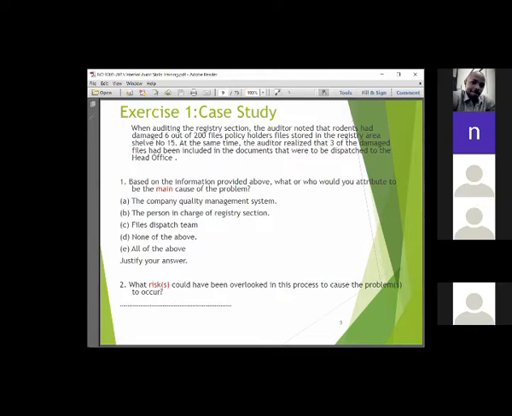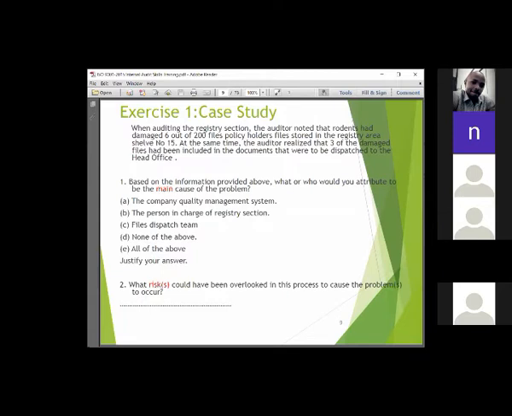I would also go for B because that's his department. Okay, so we have more B than any other. Okay, Isaac. We are waiting for Isaac Moturi. Okay, let's just go on.